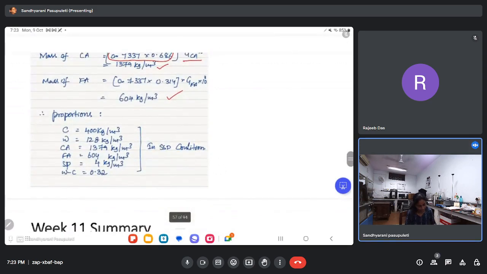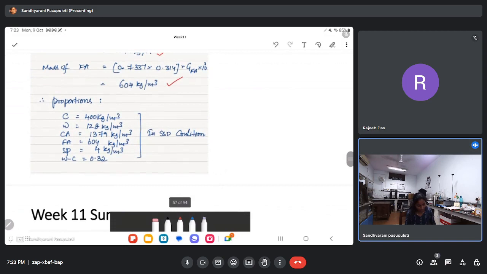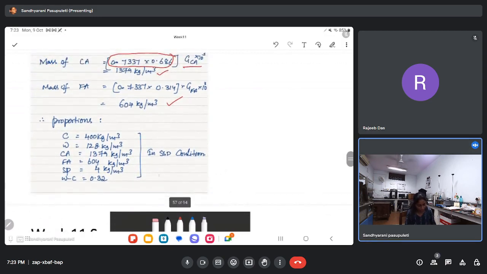So finally we got the cement, water, coarse aggregate, fine aggregate, superplasticizer and water to cement ratio. This is the initial trial, let us say. These are all in SSD condition. That means if you use aggregates which have already absorbed water, then these are the proportions. That means in these aggregates there is already some amount of water inside, so whatever water I am going to add would be extra.